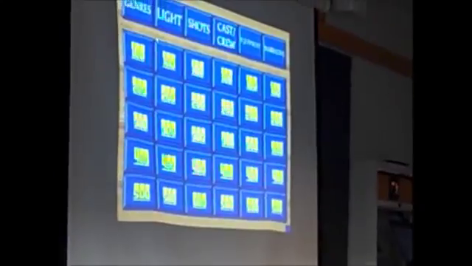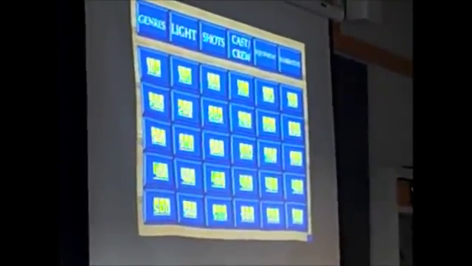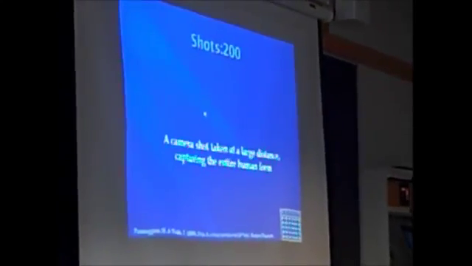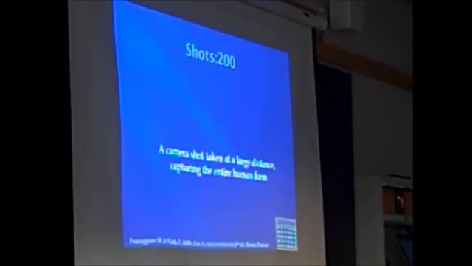So the first slide here are the categories. You can put in your own categories up here, and then each of these amounts are clickable. So the students say which one they want. You go to a category. It says a camera shot taken at a large distance, capturing the entire human form, for example.